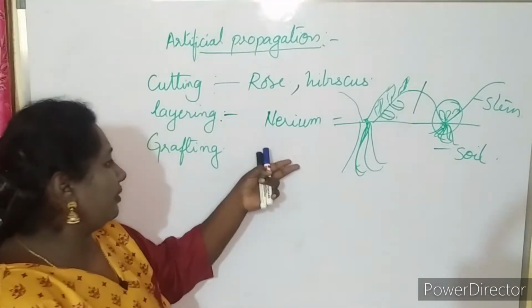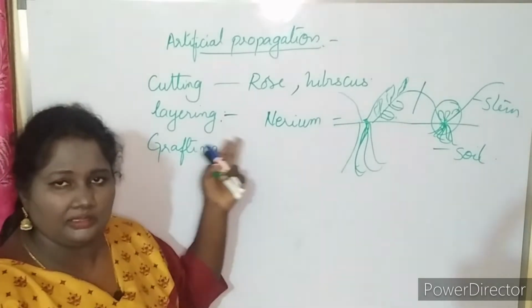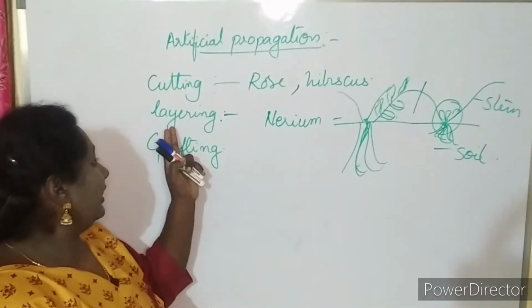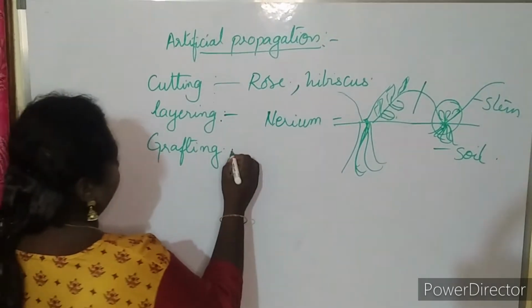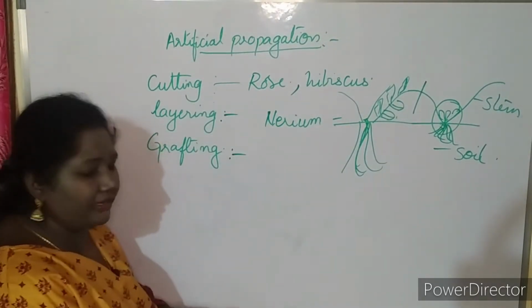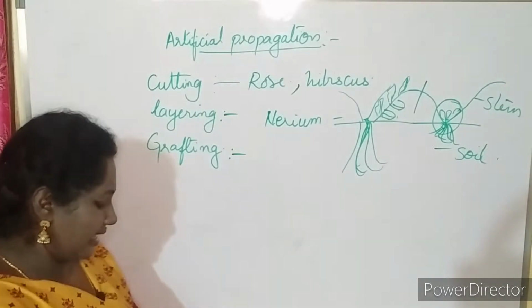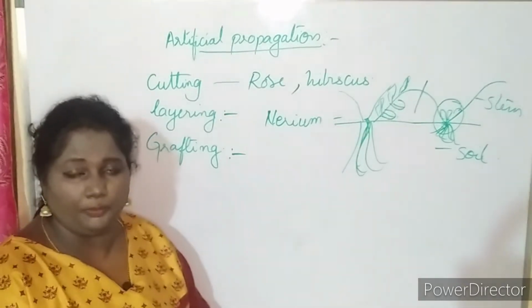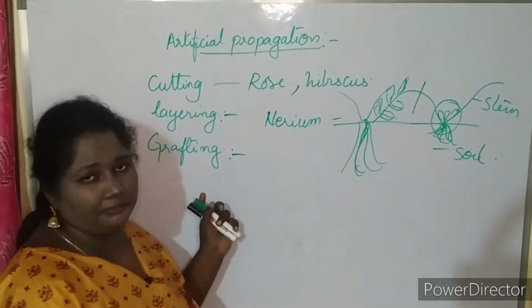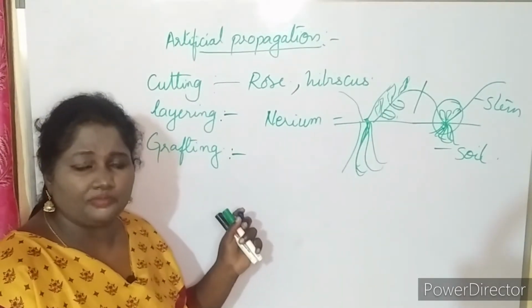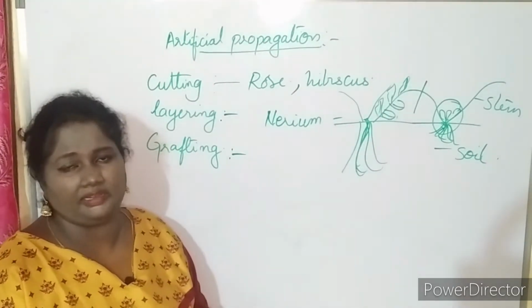So this type of method is called cutting. Sorry, it is called layering. An example is nerium. Coming to grafting, here it is very important now, as the technology has improved. Most of the farmers are using this grafting method. In this grafting, desirable characters we can get.